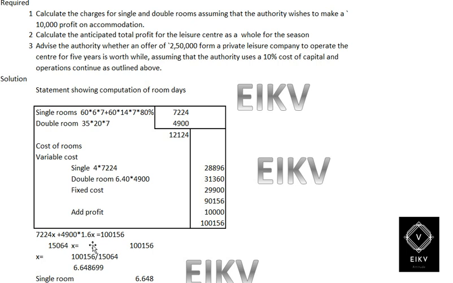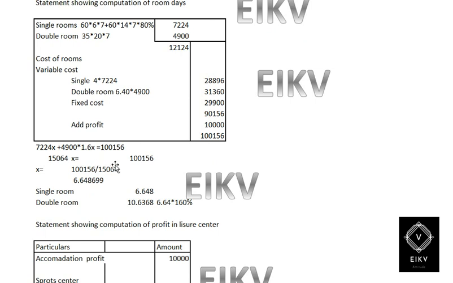So when we take the total, 15,064x is equal to 1,00,156. Therefore, x is equal to 1,00,156 divided by 15,064, which gives 6.64 per room. If x is equal to 6.64, which is the room rent of a single room, then the room rent of a double room will be 10.6368, that is 6.64 multiplied by 160%.